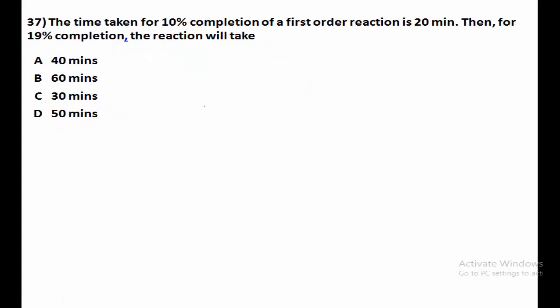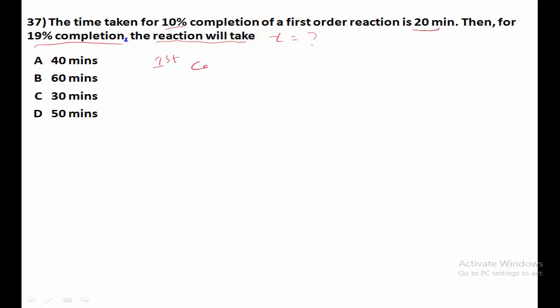Next, 37th question. The time taken for 10% completion of a first order reaction is 20 minutes. Then for 19% completion, the reaction will take how much time? Now how to solve this question? First, find the value of K for this case, where 10% completion of the first order reaction takes 20 minutes. Then solve for 19% completion. Okay, so two cases have been given here. First, I will consider the first case.